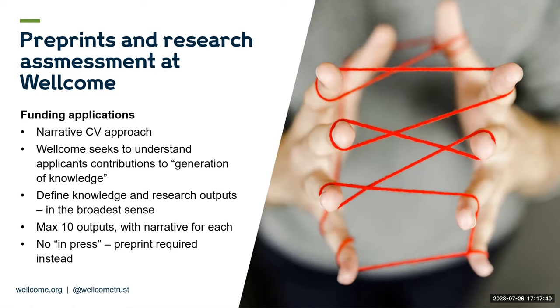We have a limit on how many outputs researchers can reference, and we strongly encourage that researchers provide a narrative for why they've included each research output within their application. What is the relevance? What was their contribution? What was the impact on others? Because we want to make these research outputs more than just a DOI or a citation. I think that's very important to reflect on when reflecting on research.